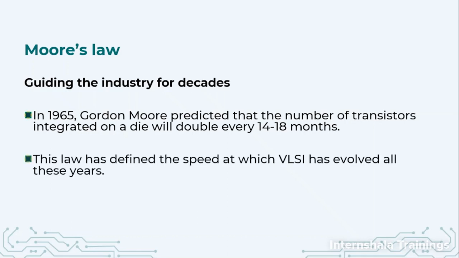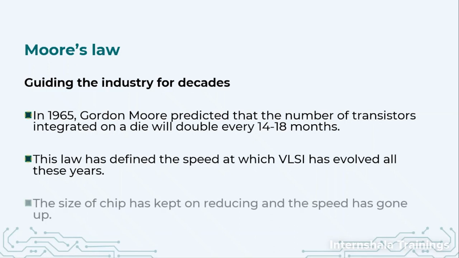This law also defined the speed at which the VLSI will evolve and has evolved throughout these years. It said that your chip size will keep on going down and the speed of the circuits will keep on going up. We are going to produce compact and faster chips every year.